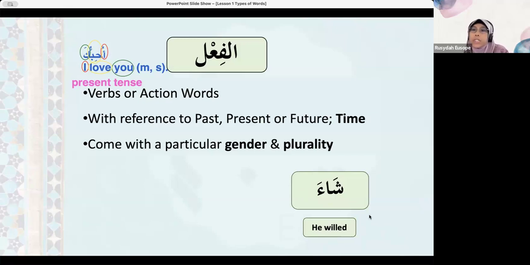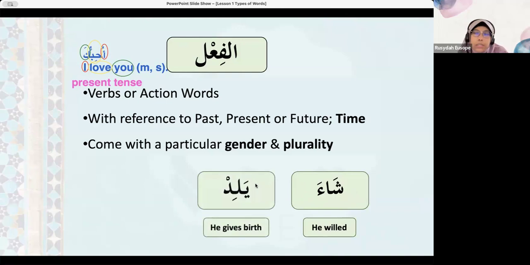So when we hear the word sha'a, we know that it's a past tense. Not automatically, we need to learn the pattern. Basically, if there are three letters, it's a verb. Usually it's a past tense, and when there's no additional letter at the back, usually it's referring to one person, singular, masculine.